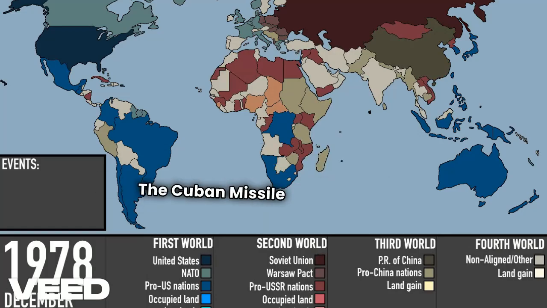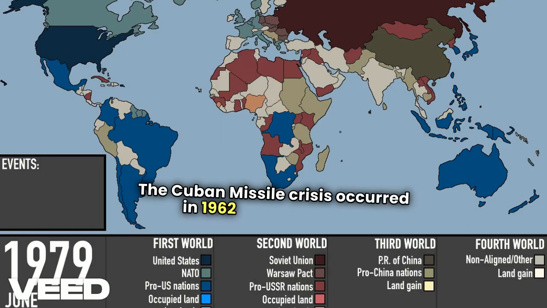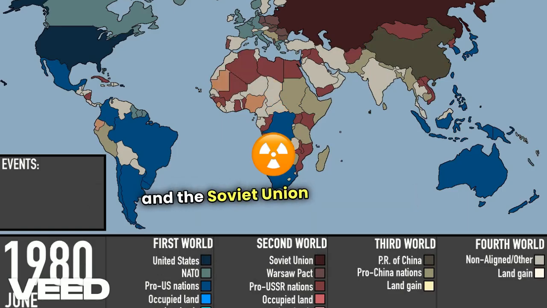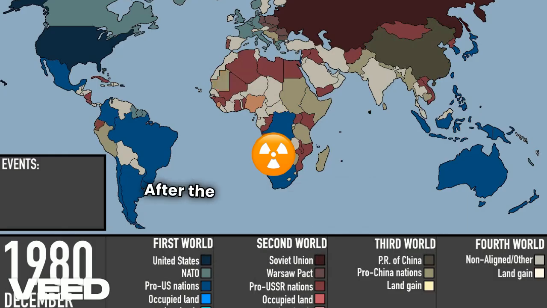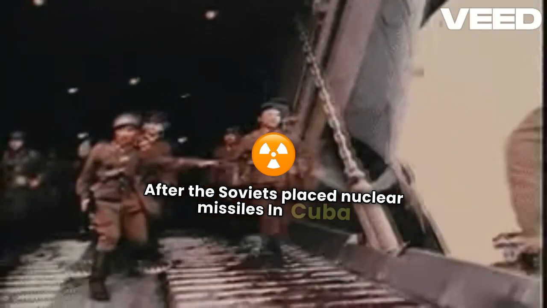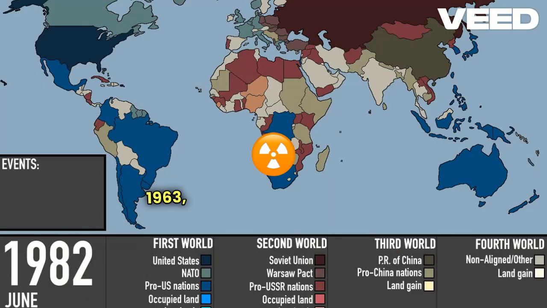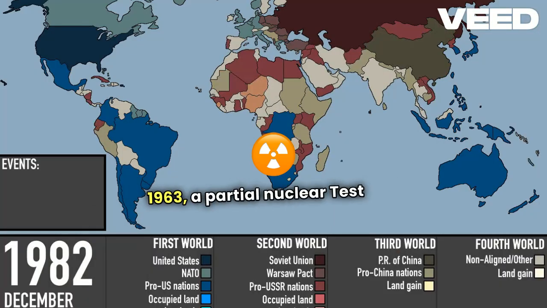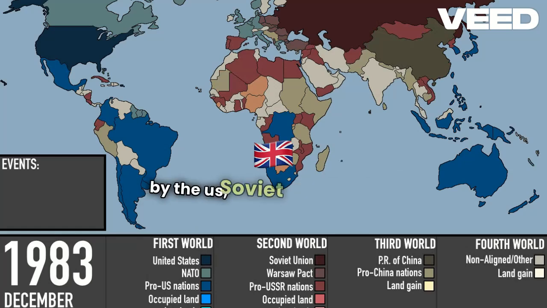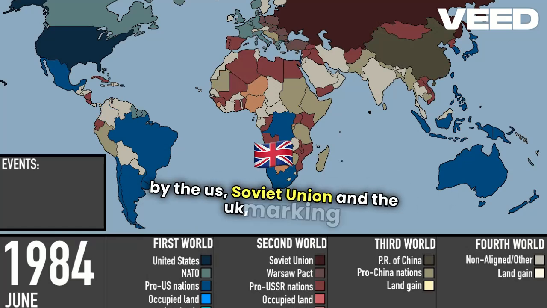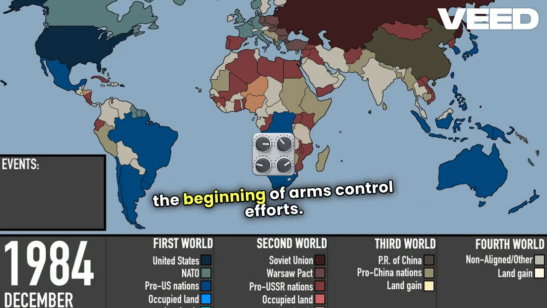The Cuban Missile Crisis occurred in 1962, bringing the US and the Soviet Union to the brink of nuclear war after the Soviets placed nuclear missiles in Cuba. In 1963, a partial nuclear test ban treaty was signed by the US, Soviet Union, and the UK, marking the beginning of arms control efforts.